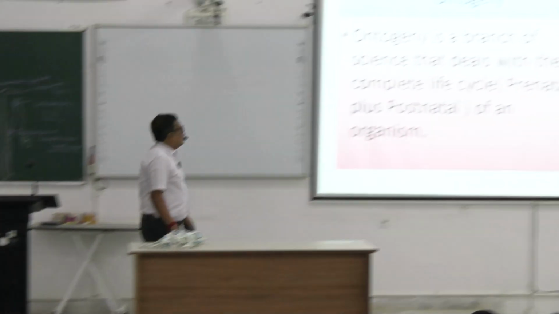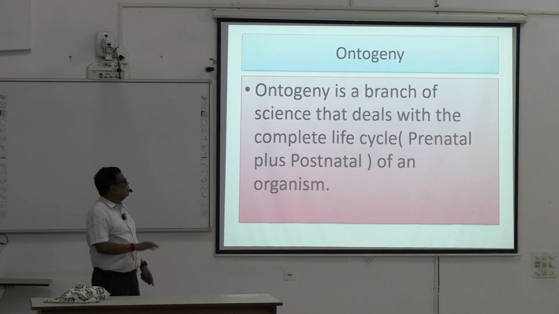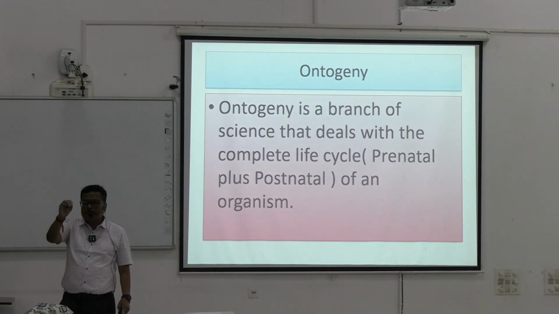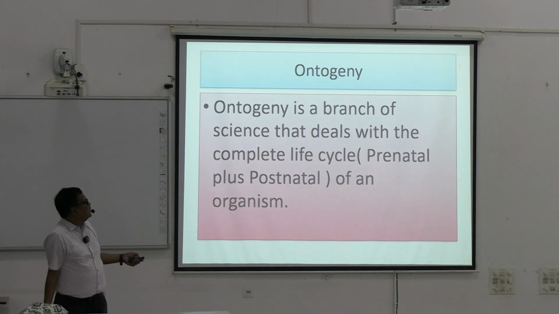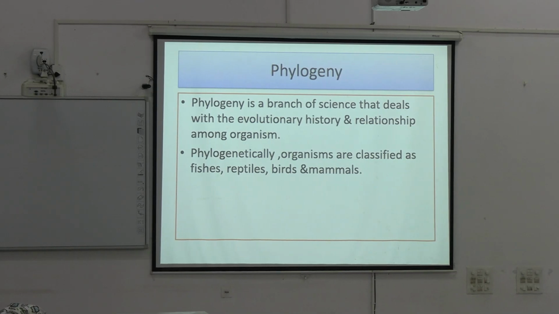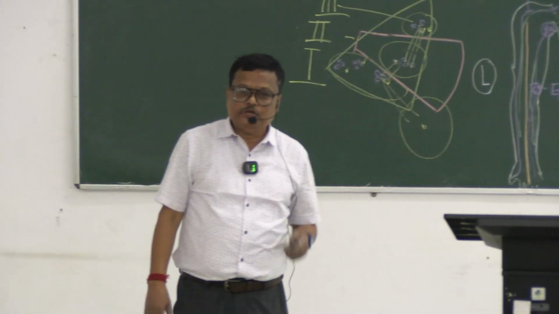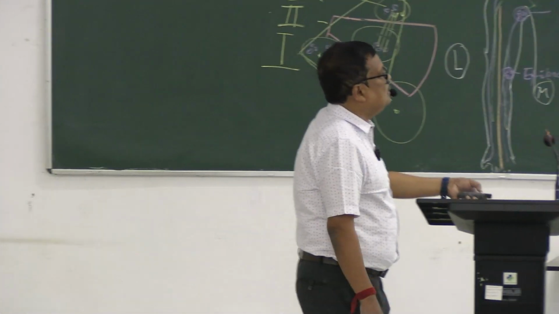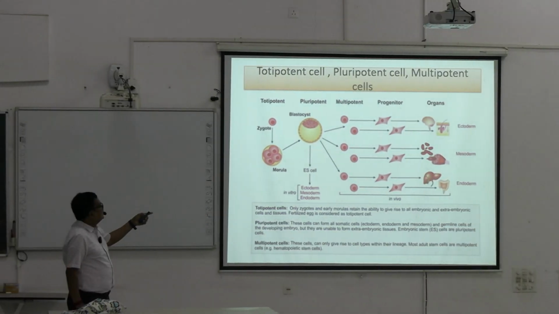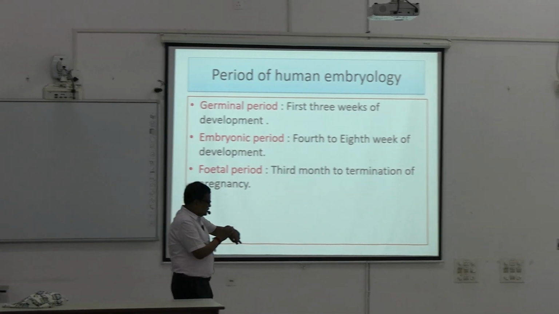And there are two terms, ontogeny and phylogeny. Ontogeny is a branch of science that deals with the complete life cycle, fertilization, zygote to adult development. We call that ontogeny. And what does phylogeny mean? The process of evolution, that we have evolved from monkeys to humans, we call phylogeny. Okay? These are not very important, no need. This is important: the periods of human embryology.